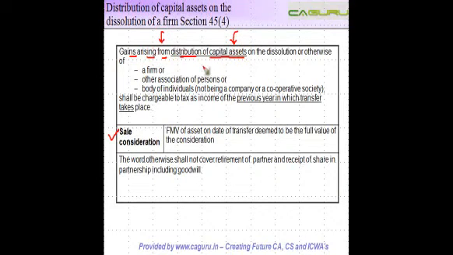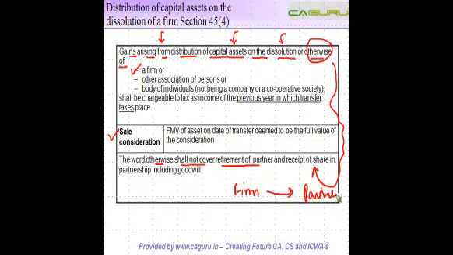Again, the asset which is distributed should be a capital asset. If you are giving money, that is not a capital asset, and therefore it's not liable to capital gains tax in the hands of the firm. But when you distribute a capital asset on the dissolution or otherwise of a firm, now this otherwise is not going to include retirement. The word otherwise shall not cover retirement of a partner. So if, for example, a partner retires and the firm gives some asset to the partner, that case is not covered out here.